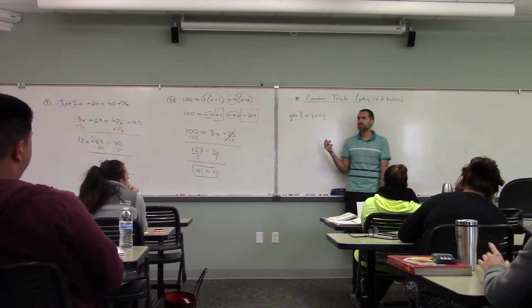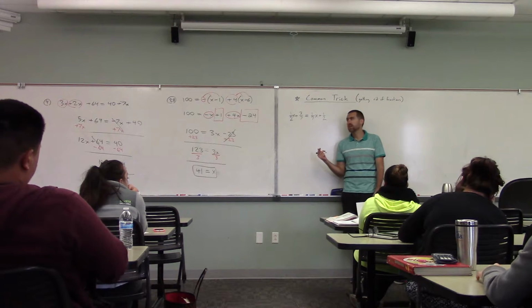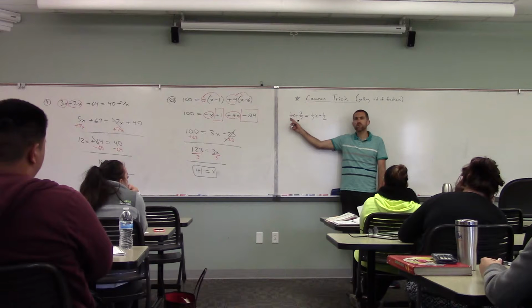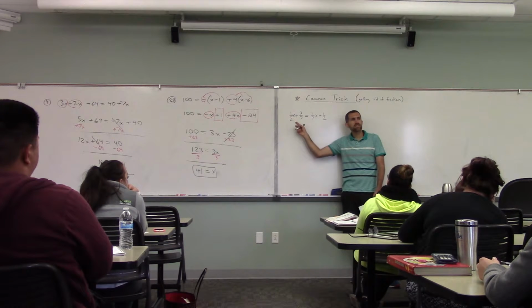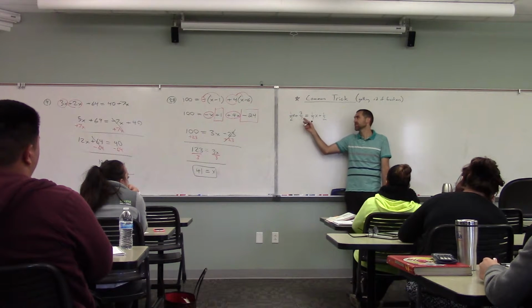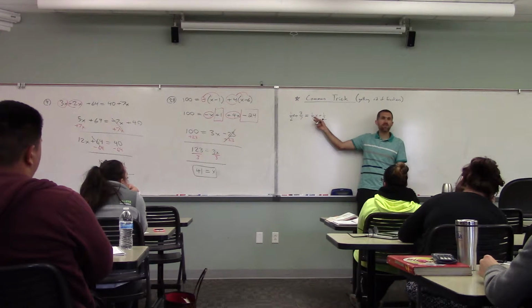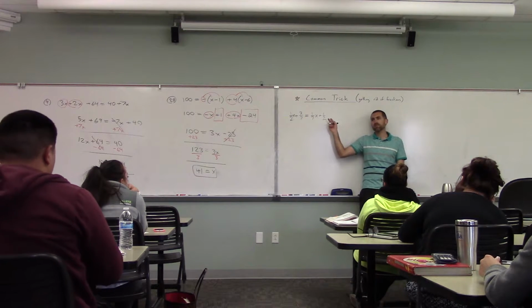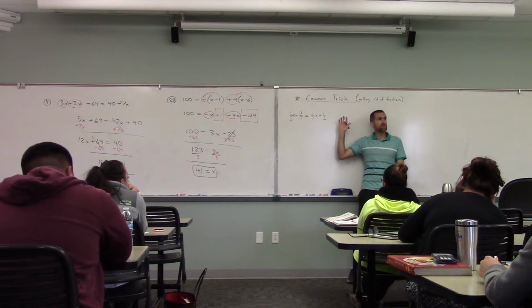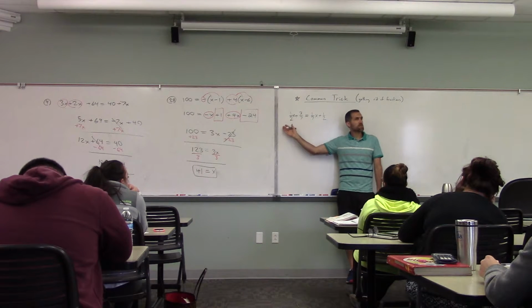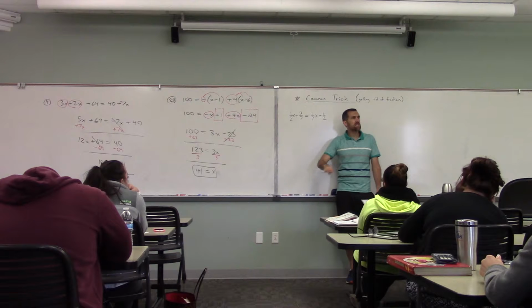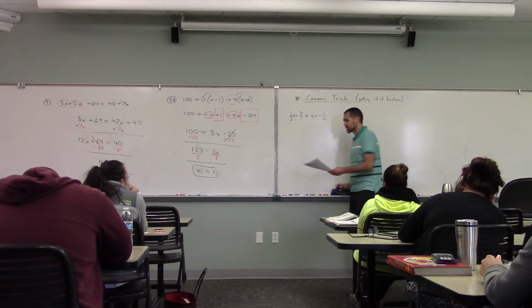Because 14 is the common denominator, if we multiply 14 times 1/2, the 2 cancels out, no more fraction. 14 times a 7, the 7 cancels out, no fraction. So if we multiply this entire equation by 14, immediately there are no more fractions, and life is so much easier. So that's the common trick.